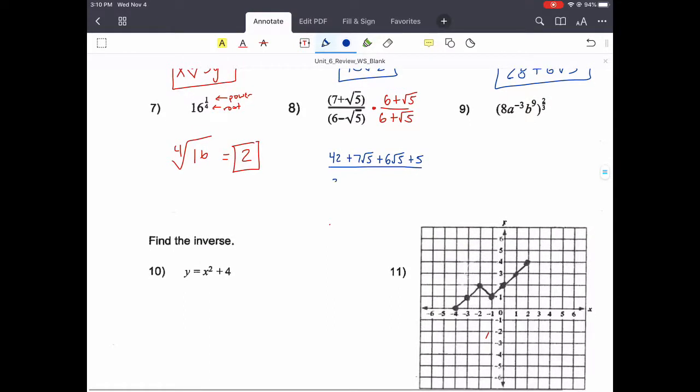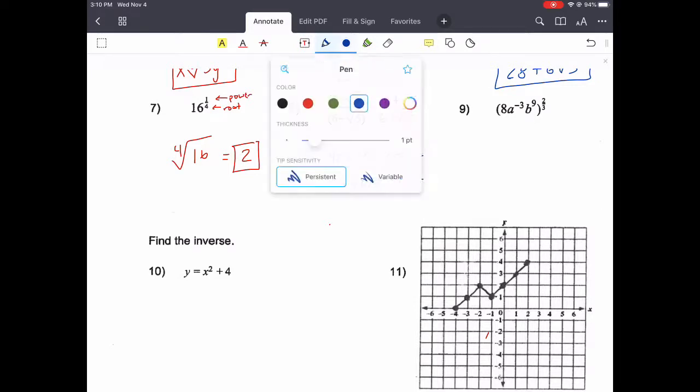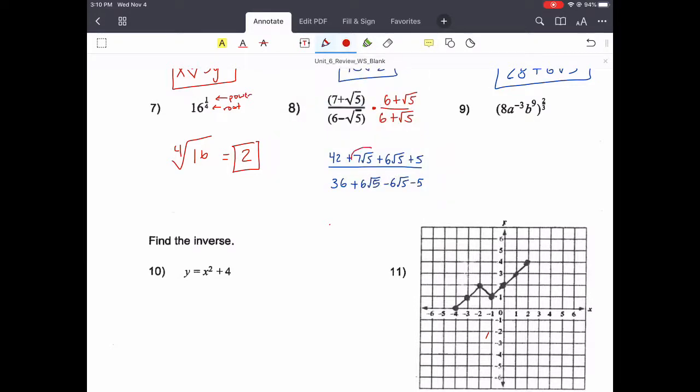Then on the bottom, we're multiplying 6 minus square root of 5 times 6 plus square root of 5. So this is going to give us 36 plus 6 square root of 5 minus 6 square root of 5, and then minus the square root of 25. The square root of 25 is just 5. So now we can simplify some things. We're going to combine like terms here. And then we're going to combine the 42 and the 5. So that's 47 plus 13 square root of 5 over, this cancels, and we get 31. So this is your answer.